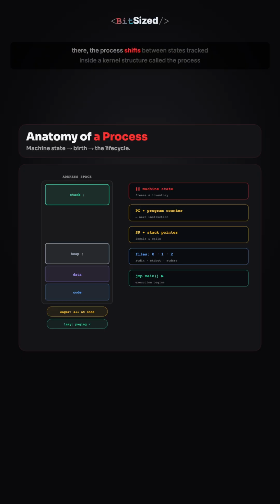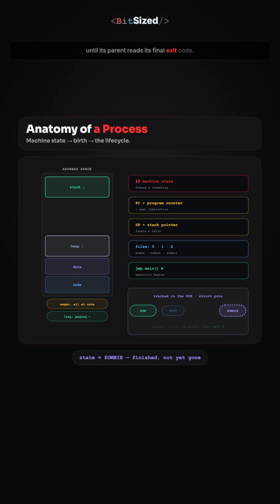From there, the process shifts between states tracked inside a kernel structure called the process control block, moving from running instructions to ready to run, to blocked waiting on an input-output event, or even sitting as an undead zombie until its parent reads its final exit code.